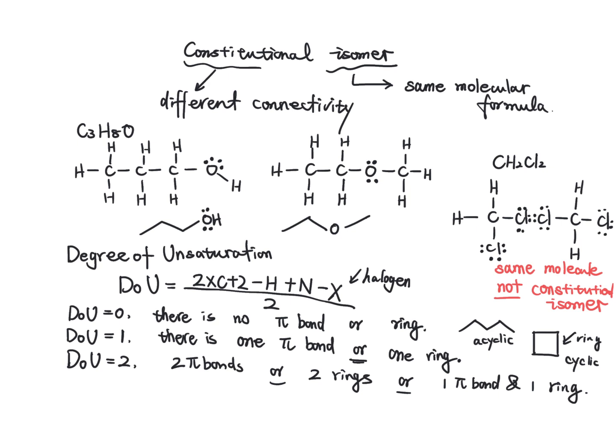So now let's revisit what we have: C3, hydrogen 8, and oxygen. Let's switch to another page. Carbon 3, hydrogen 8, oxygen. Based on the degree of unsaturation, this is 2 times 3 plus 2 minus 8, divided by 2. And that gives us 0. So what we are going to draw here will not have any pi bond or any rings.